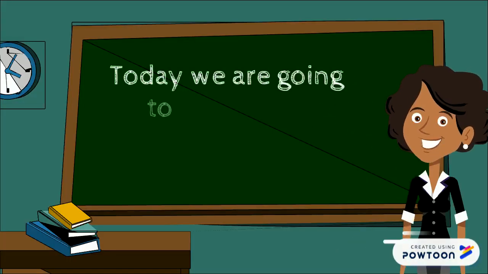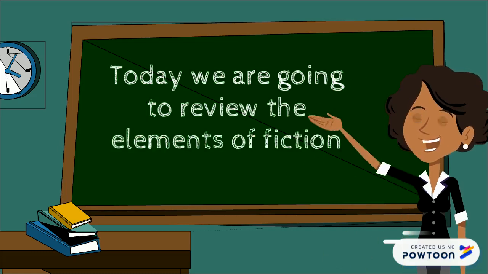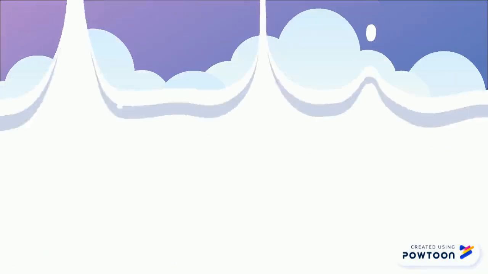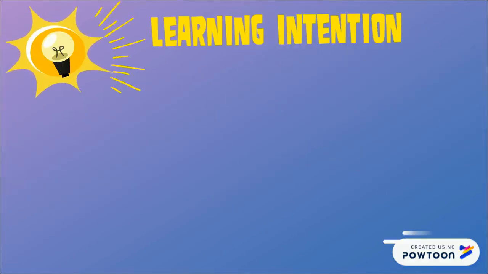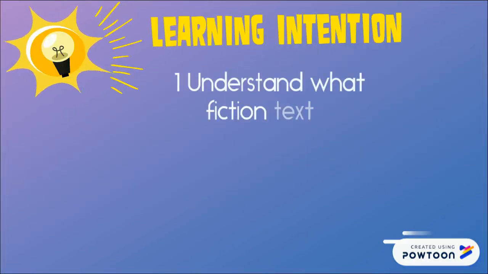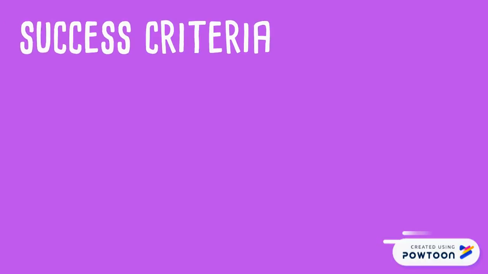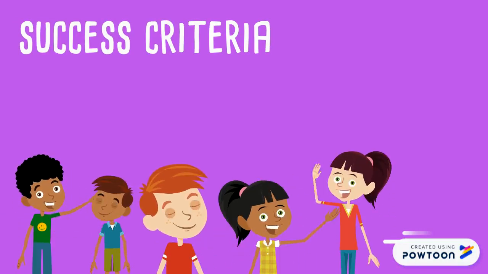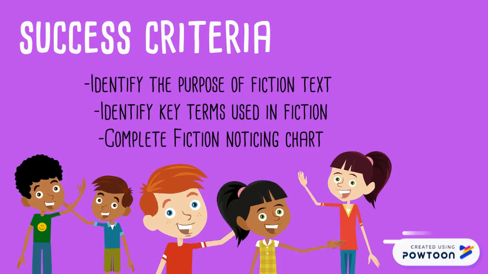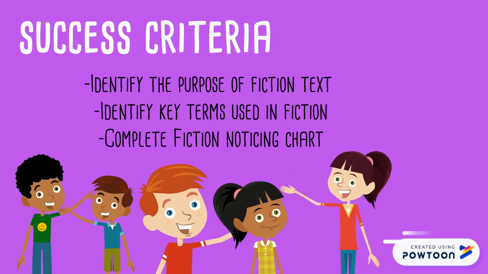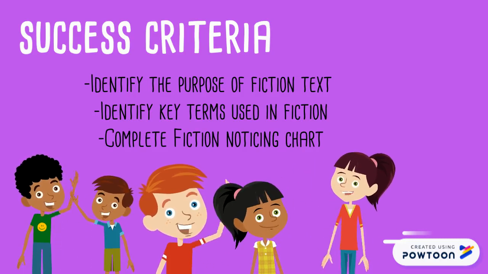Today we are going to review the elements of fiction. Our learning intention for today is to first understand what fiction text is, and second, understand the elements of fiction. By the end of the lesson, you will be successful when you can identify the purpose of fiction text, identify key terms used in fiction, and complete the fiction noticing chart.